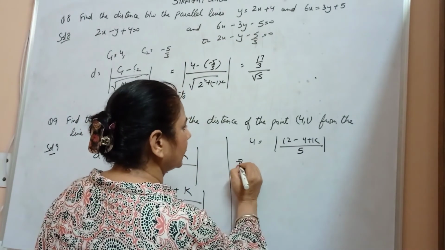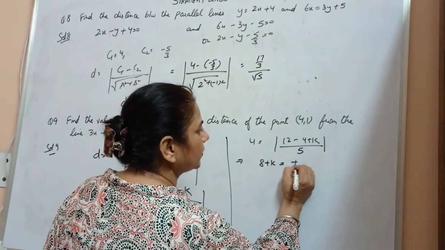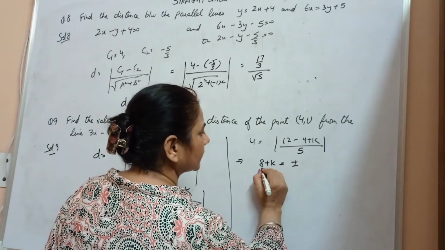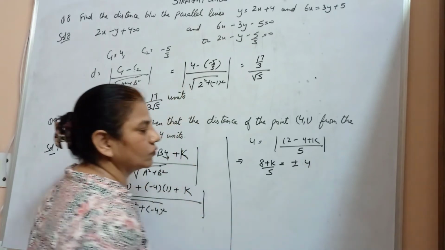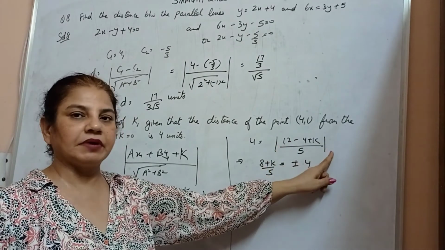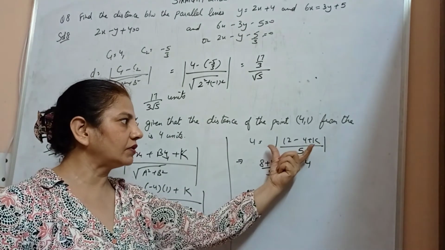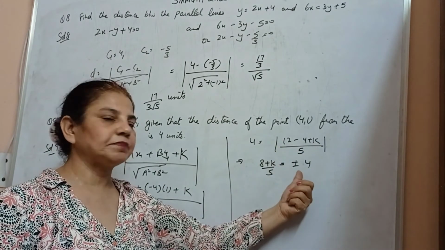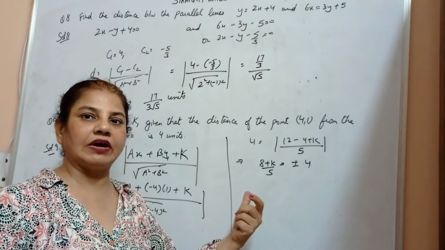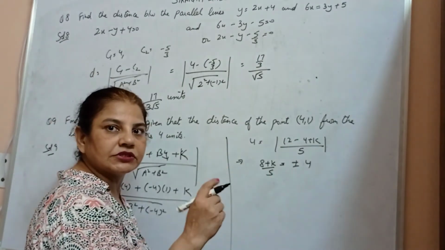So we have 8 plus k upon 5 is equal to plus minus 4. Why have we written plus minus? Because we have removed the modulus sign, and instead of the modulus sign we write plus minus 4. So the value could be positive or negative, we take both the cases. K can be positive and negative.